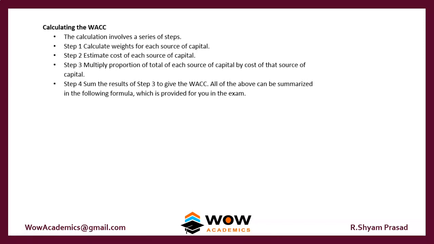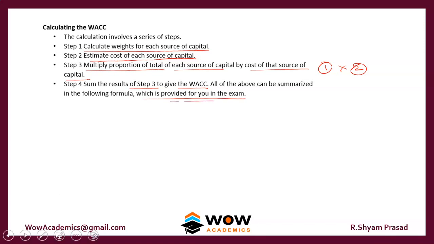The first step is to calculate weights for each source of capital, then estimate the cost of each source of capital, then multiply the proportion of each source of capital by the cost of that source of capital. So this is actually step number 1 into step number 2. Then sum the results of step 3 to give the WACC. All of the above can be summarized in the following formula, which will be provided to you in the exam.